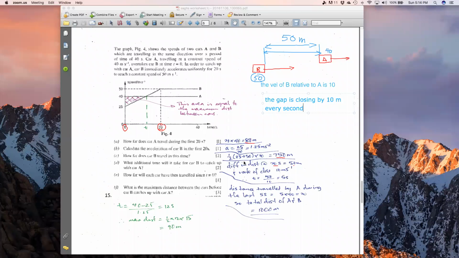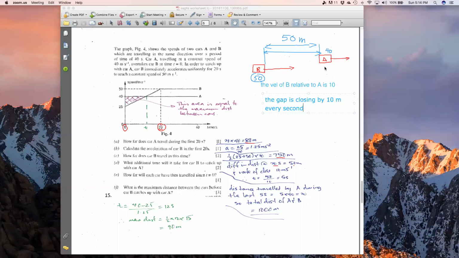And that is where I did the calculation, that the difference is 50 meters, and the rate at which the gap is closing is 10 meters every second because of the relative velocities. Therefore, the time it takes to close the gap will be the distance, which is 50 meters, divided by how much of that distance is being closed every second. And you get 5 seconds. All right? It takes 5 seconds to close the gap.